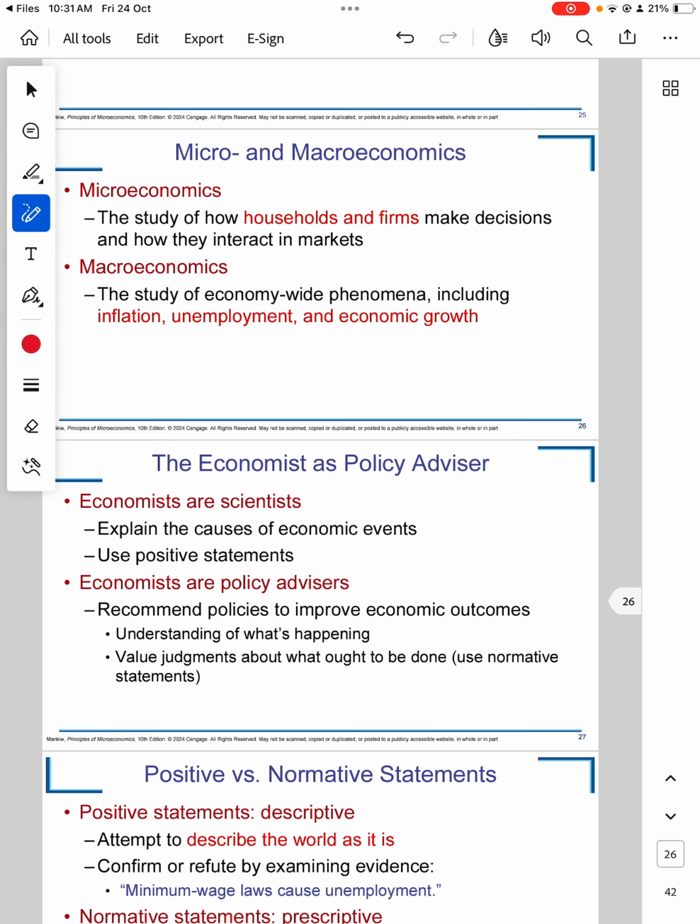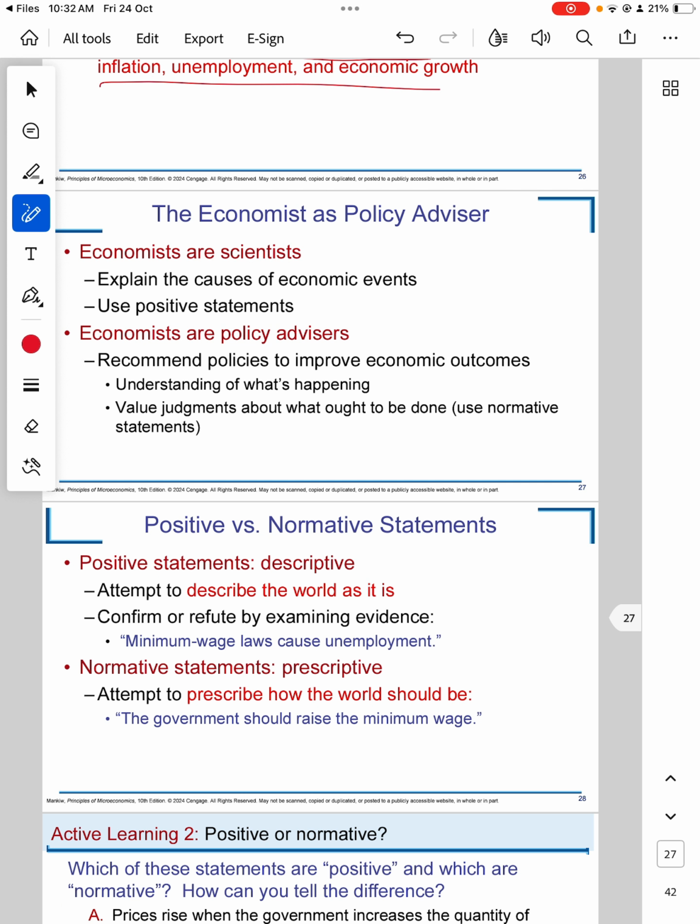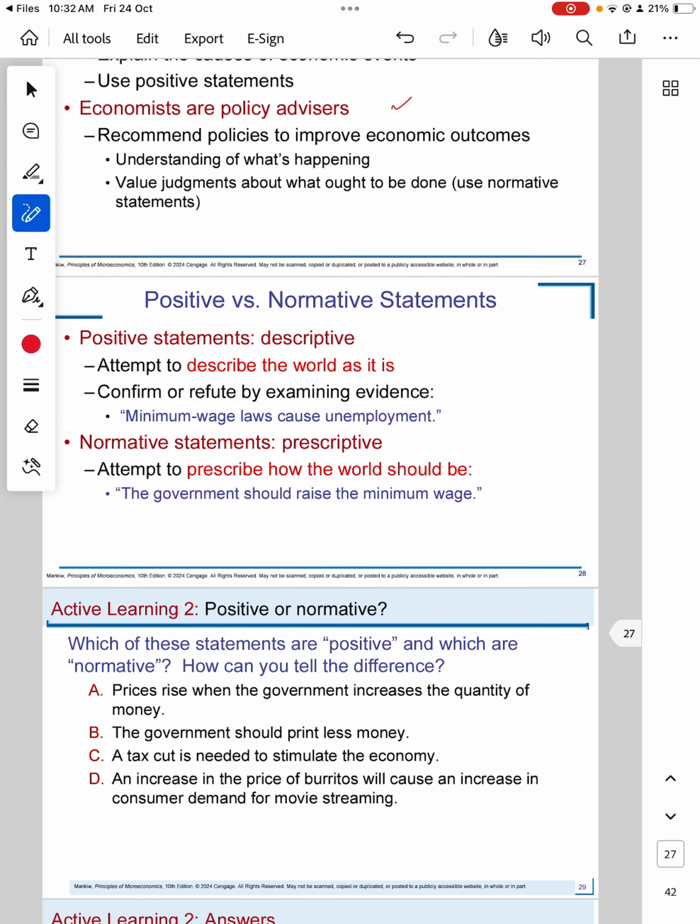Now we take a look at micro and macroeconomics. Just now from the beginning, I already told you microeconomics studies how households and firms make decisions and how they interact. Macroeconomics studies economy-wide phenomena. For example, we study inflation, unemployment, economic growth, GDP and so on. That is under macroeconomics. And like I said earlier, economists play the role of advisor. They advise you on what needs to be done, how it needs to be done, and what judgment needs to be considered.